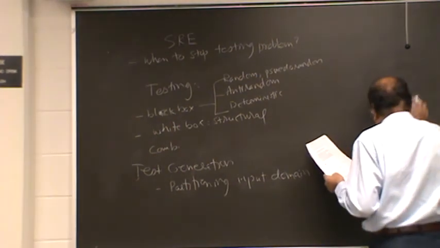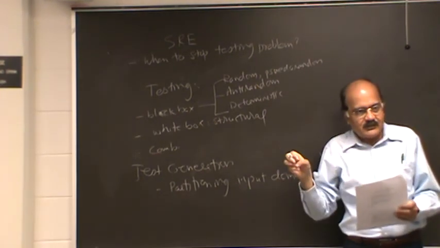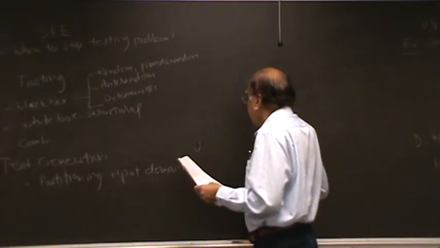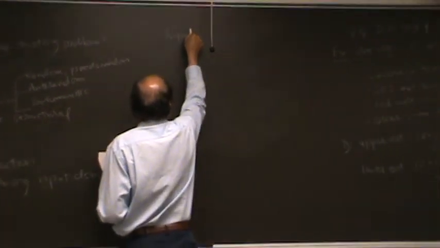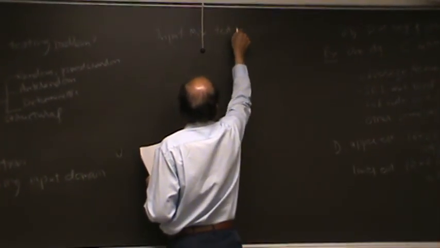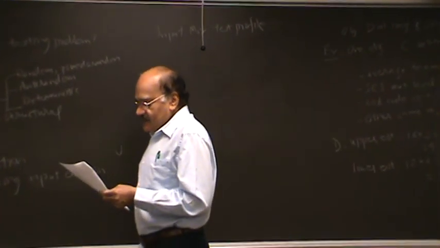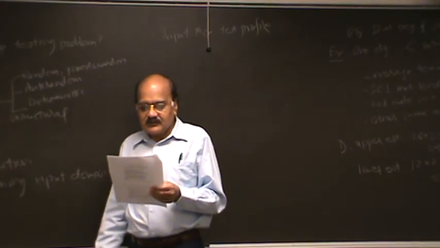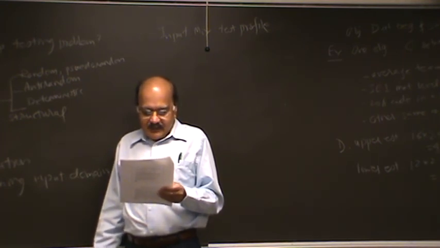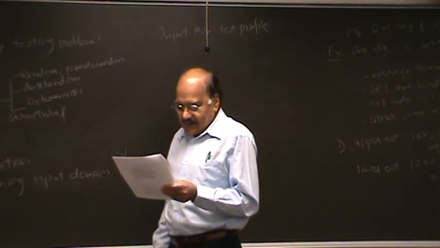So you have a software that does different things. You could take an input from here, or from here, or from here. So how are you going to mix these inputs? Let's talk about the input mix, or the test profile. Depending on how you draw your inputs, the profile can impact the effectiveness of testing. And now, what should be the ideal input mix?